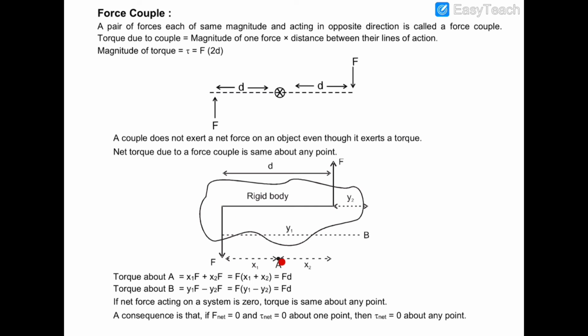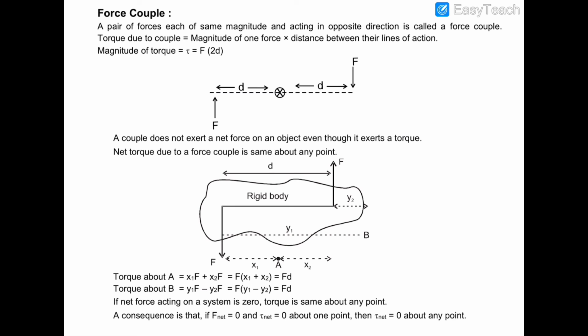Therefore the torques about points A and B are equal, and the net force acting on the system is 0, and obviously the torque about any point in the system is the same. So this is the force couple. If the net force is 0, then the net torque would be the same about all the points in the object, or the points may lie outside the object. It doesn't matter. So this is a force couple.